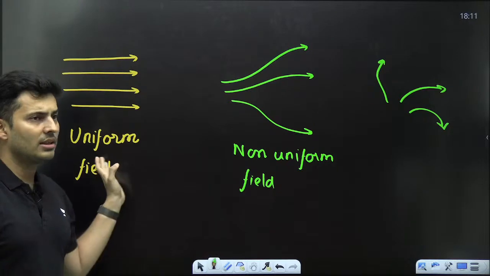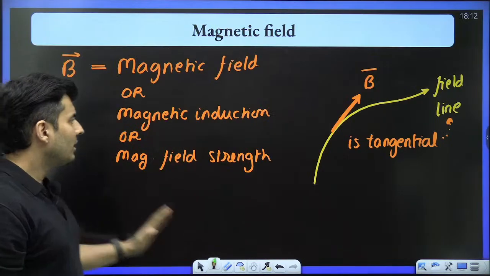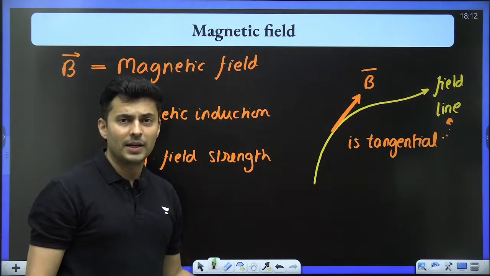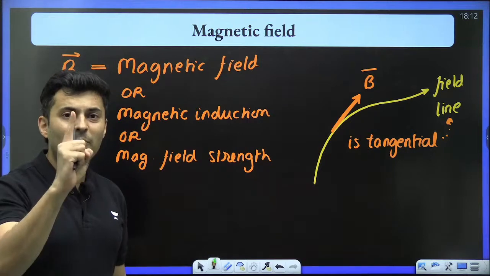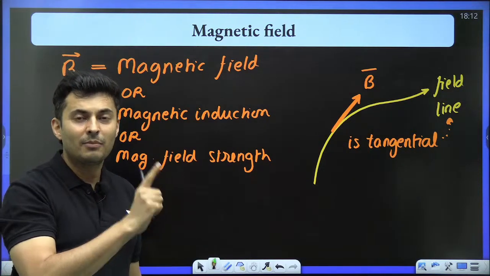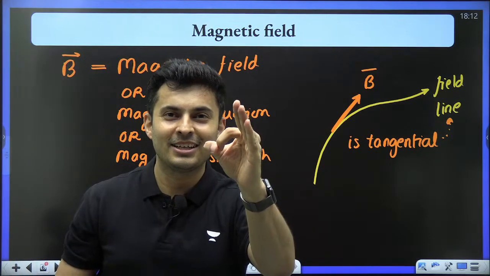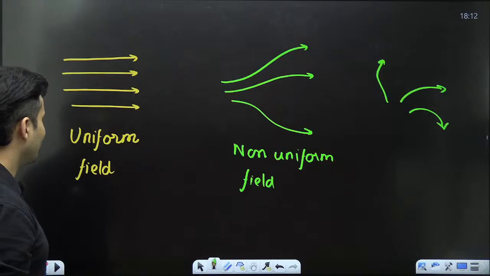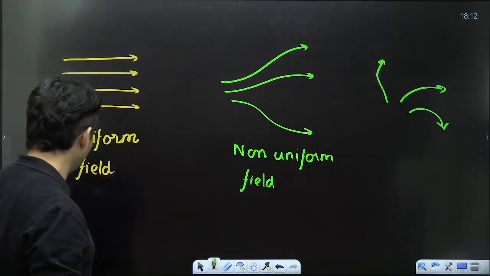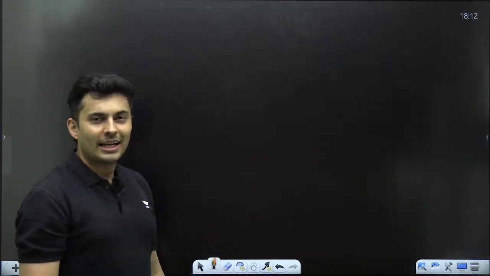Now these are very similar properties to what you have studied in electrostatics. Strength is more, strength is less, uniform field, non-uniform field, field lines do not intersect each other, the tangent drawn shows the direction of the field. Looks very similar. But there is one particular thing about magnetic field which is completely different from electric field. How many of you know that?